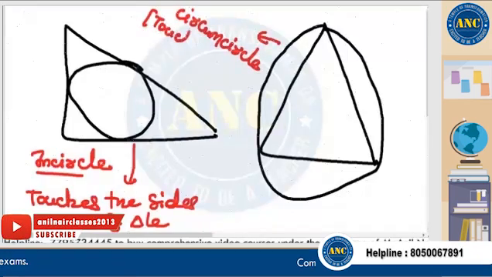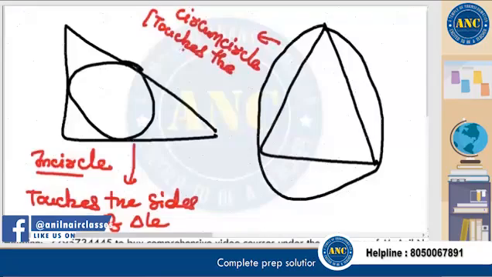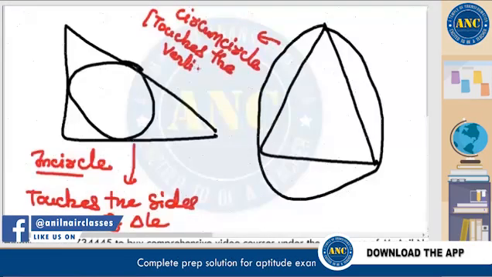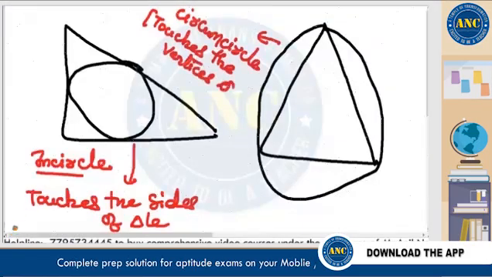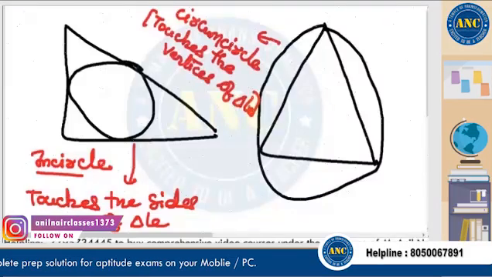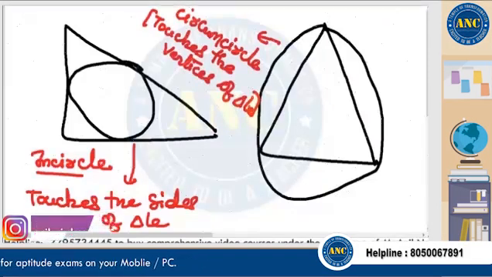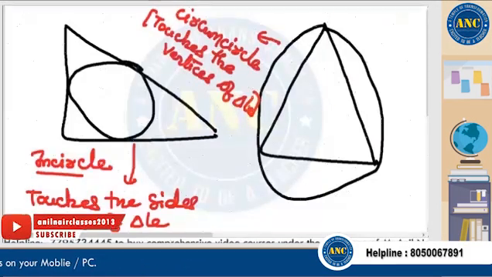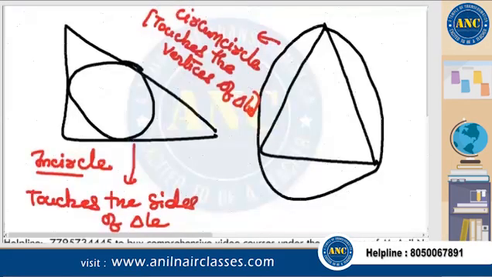touches the vertices of a triangle. There is a difference between incircle and circumcircle. Incircle touches the sides of a triangle. Circumcircle touches the vertices of a triangle. Understand the difference. I think Sri Vadana, right?